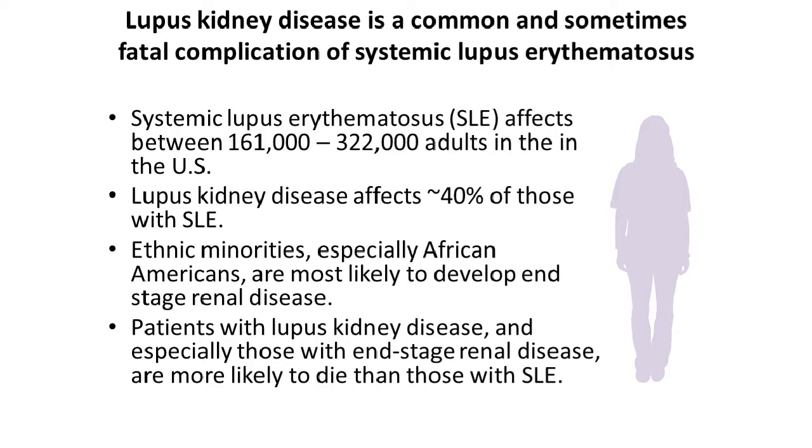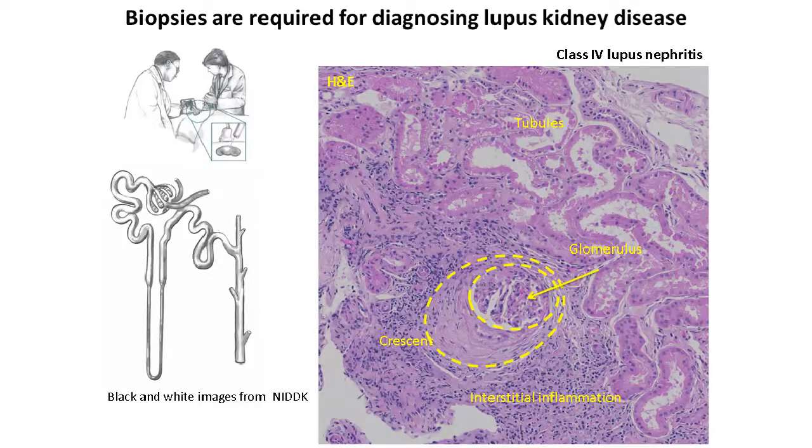And it's important to recognize that these patients are most likely to develop end-stage renal disease. And patients who have lupus kidney disease, and especially those with end-stage renal disease, are more likely to die than those with systemic lupus. So again, the key here is that there's systemic lupus, and then there's a component of that which affects mostly the kidneys.